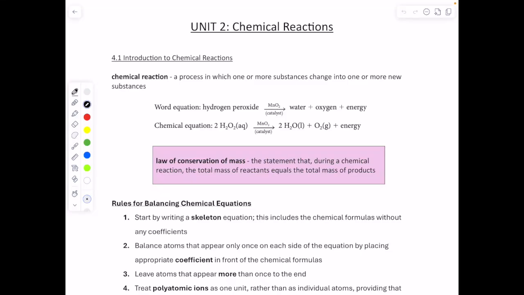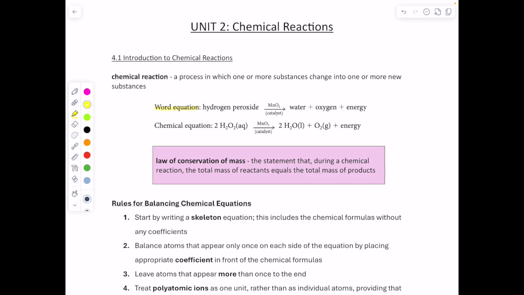Unit 2, Chemical Reactions. A chemical reaction is a process in which one or more substances change into one or more new substances. We can write chemical reactions in word equations. For example, hydrogen peroxide decomposes with the help of the catalyst, manganese dioxide, to form water, oxygen, and energy.